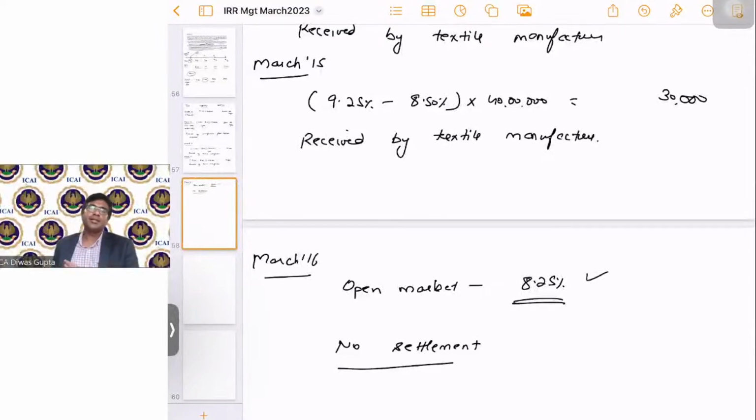So with this, we actually complete the topic of interest rate risk management.